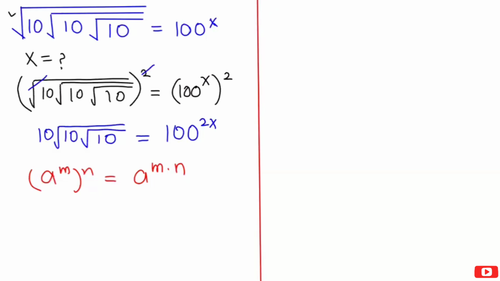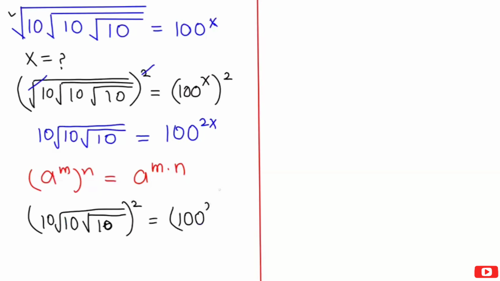Again, I am going to square both sides to remove the other radicals. So 10 root of 10 root of 10, whole to the power of 2, is equal to 100 to the power of 2x, whole to the power of 2. Now here this will turn to 10 to the power of 2, and this square and this root will get cancelled. So 10 root of 10 remains, is equal to, again the powers are going to be multiplied, so 2 times 2x gives us 4x.